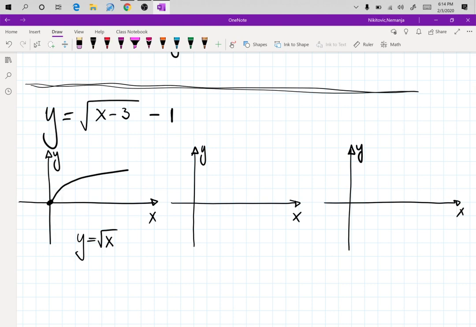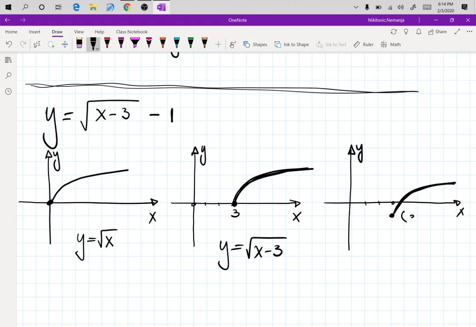That's the point that goes left, right, up, down. So we are going to go 1, 2, and land at 3 and draw the same shape. That's it. And this is now y equals square root of x minus 3. And now what should I do? Move down 1. So I go 1, 2, 3, go down 1, draw the same shape.